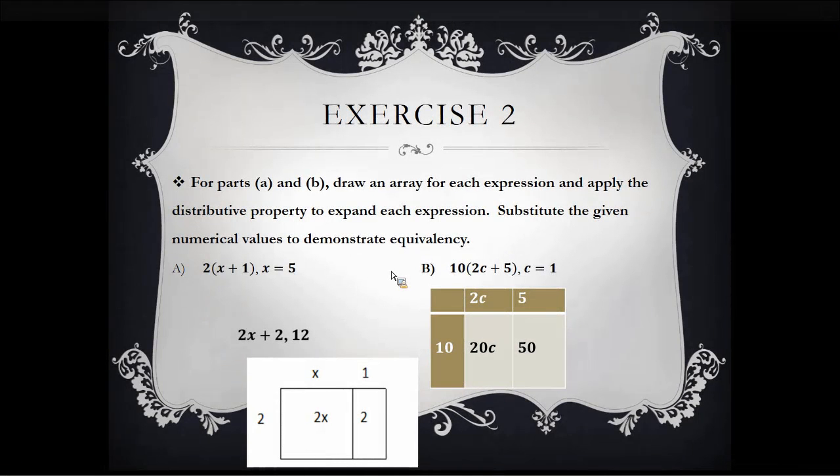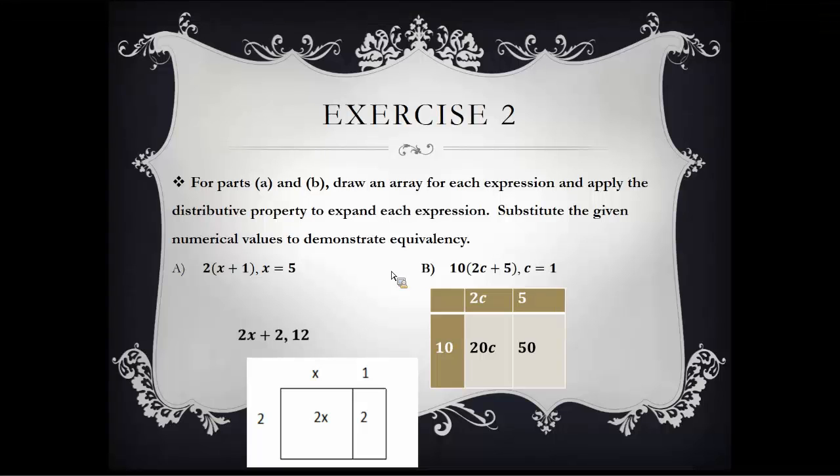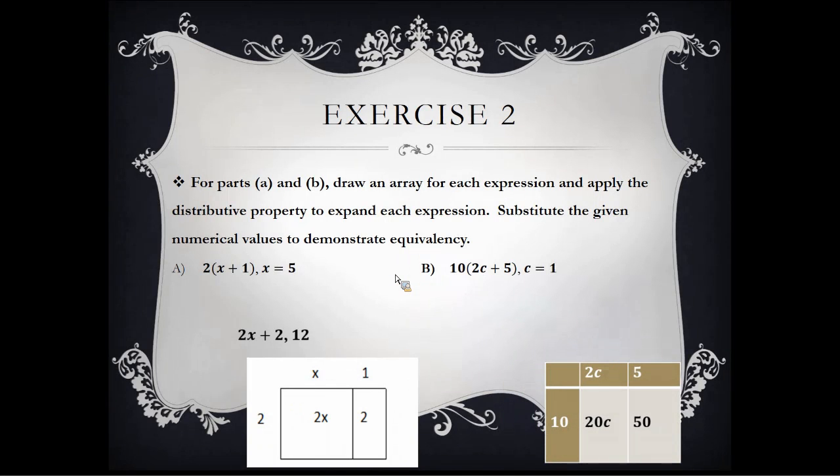For part B, we have 10 times the quantity 2c plus 5, and c equals 1. So we're going to plug in c equals 1 in a bit. First, our diagram. We have 10 times 2c, which is 20c. We have 10 times 5, which is 50. So we add our products together. We get 20c plus 50. If we plug in 1 for c, we'll have 20 times 1 plus 50, which is 70.